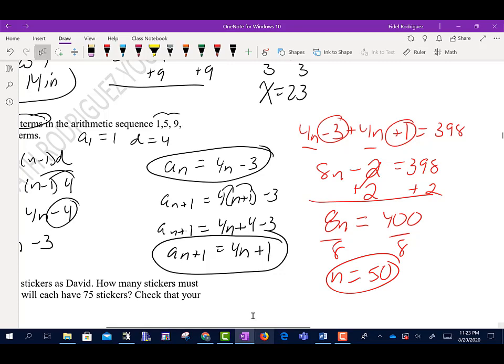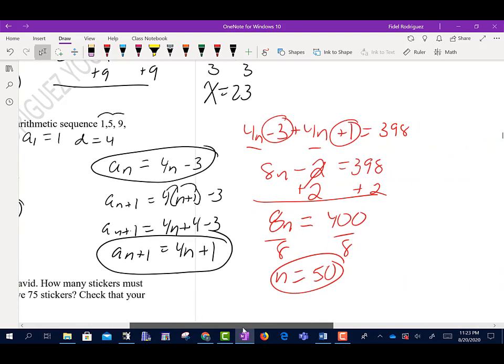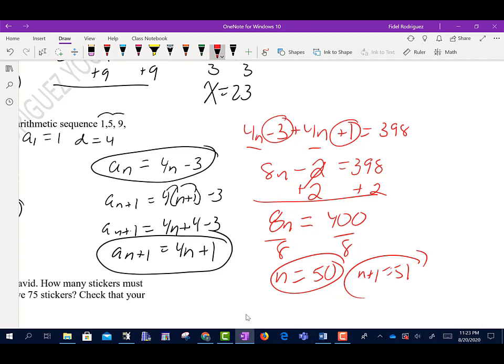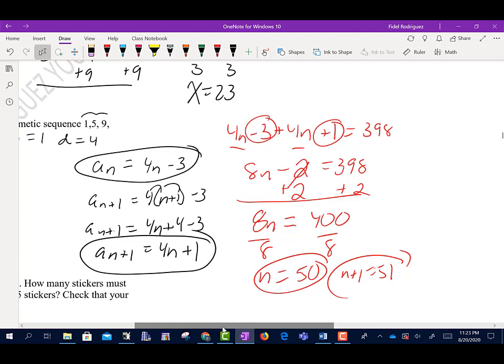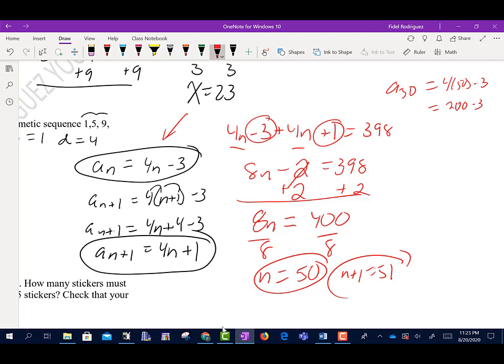Okay? So that means that the first term was 50, and the next one, n plus 1, would be 51. Now it's asking me to find those two terms, okay? So if this is a_n, let's find the 50th term, okay? The 50th term would be 4 times 50 minus 3. 4 times 50 is 200, minus 3. That would be 197, right?